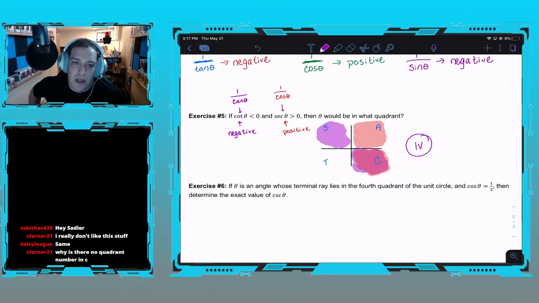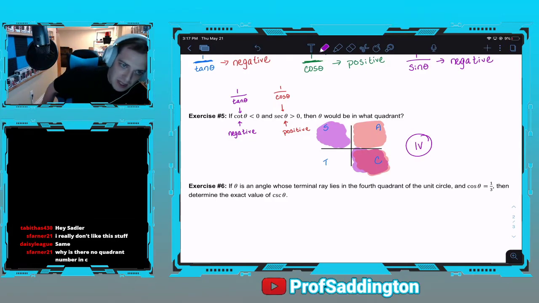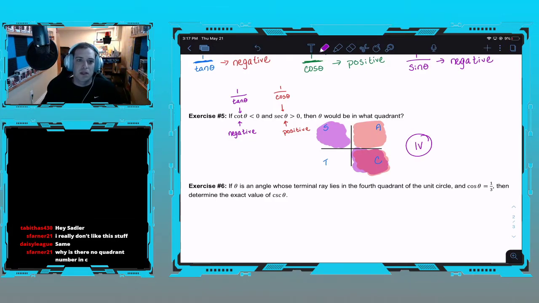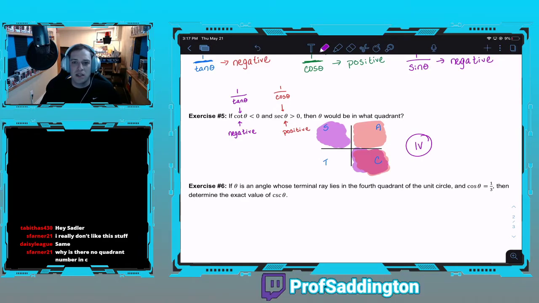Next one is going to be very, very similar again. So it says, if theta is an angle whose terminal ray lies in the 4th quadrant of a unit circle, and cosine theta is equal to 1/3, then determine the exact value of cosecant theta.